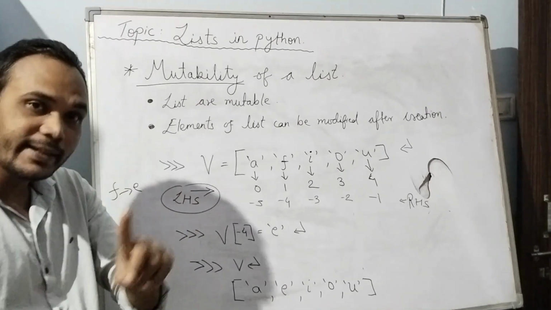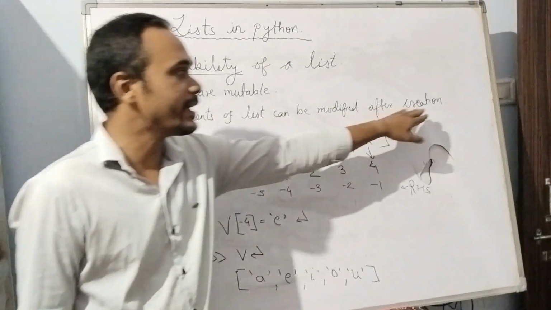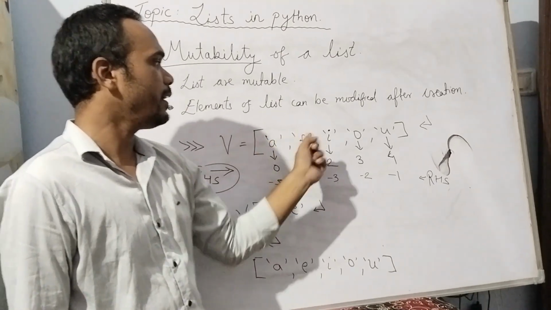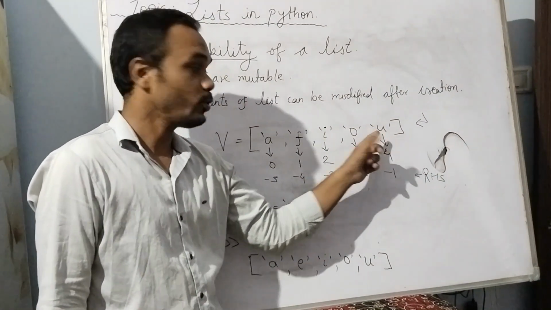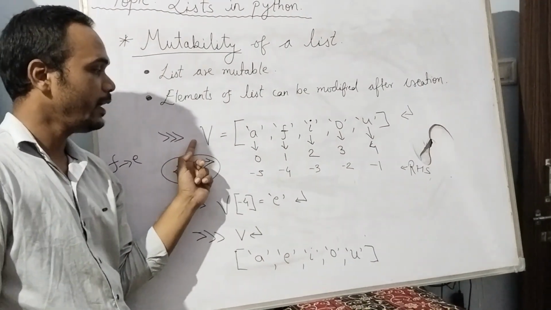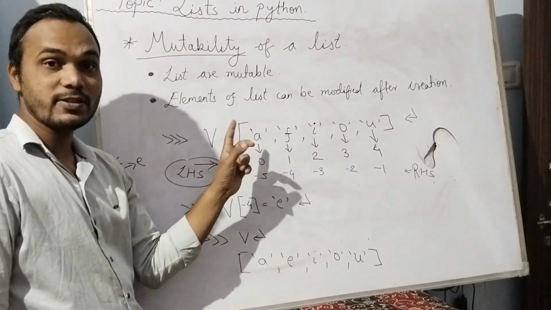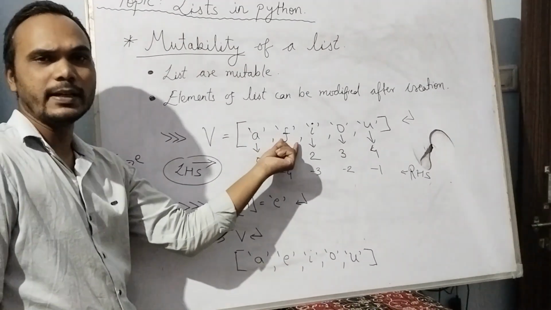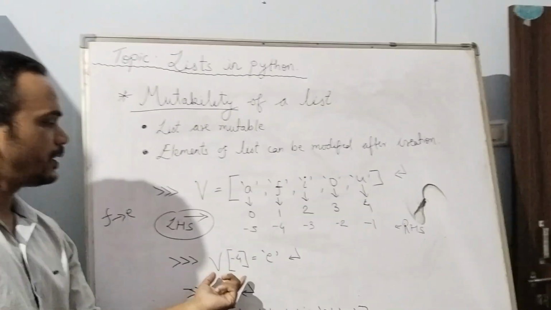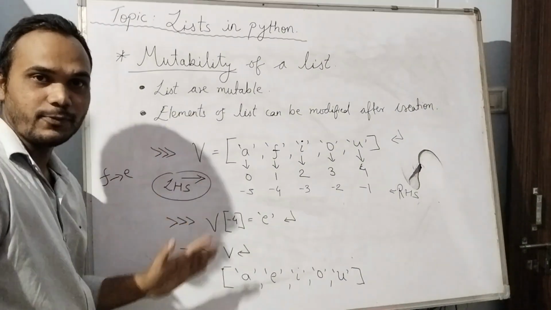It means the contents of the list can be changed or updated after its creation, because here we have created a list A, F, I, O, U. The list has been created and assigned to the variable, or identifier, V. After that, we have changed the data value, or element, F to E by using the mutable concept. I hope this concept was clear to you.